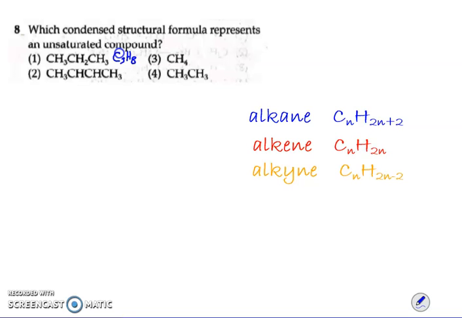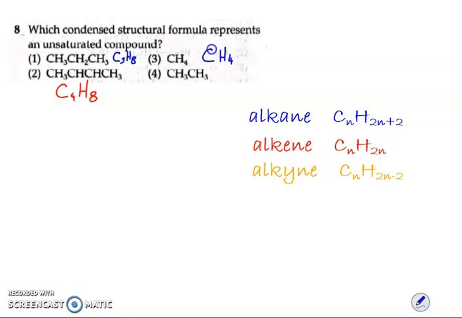You look at number 2. It has 1, 2, 3, 4 carbons, and it has 8 hydrogens. That is not an alkane. That is an alkene. We look at number 3. That is CH4. That is an alkane. The number of hydrogens is 1 times 2 is 2 plus 2 is 4. That is CH4, that is an alkane.